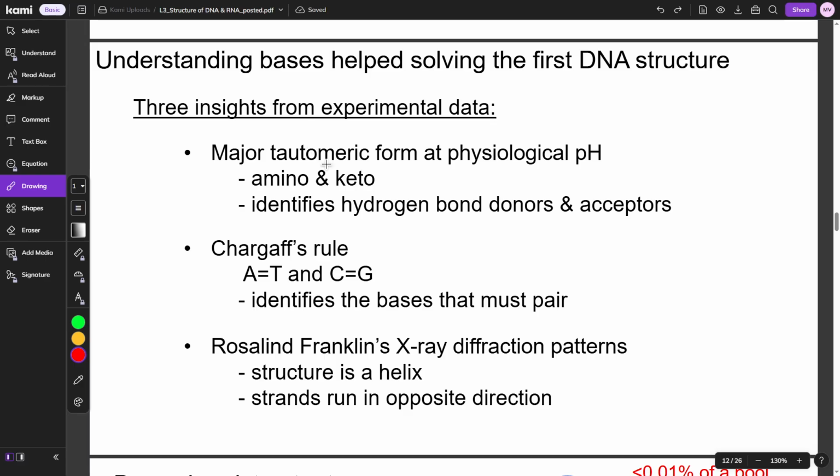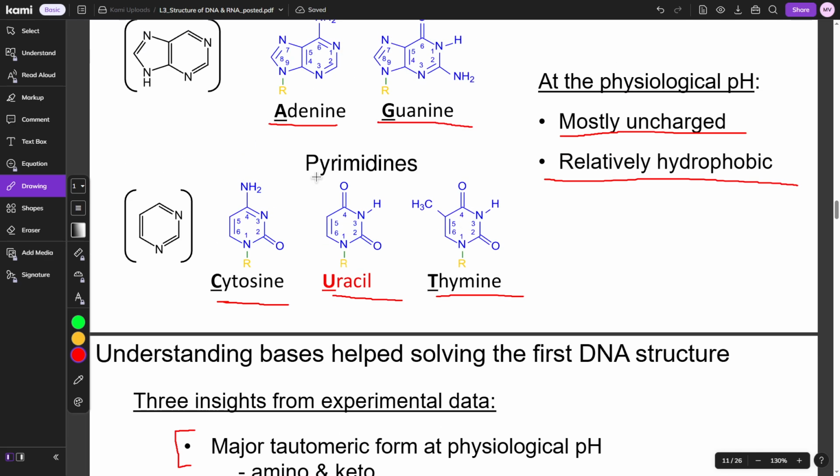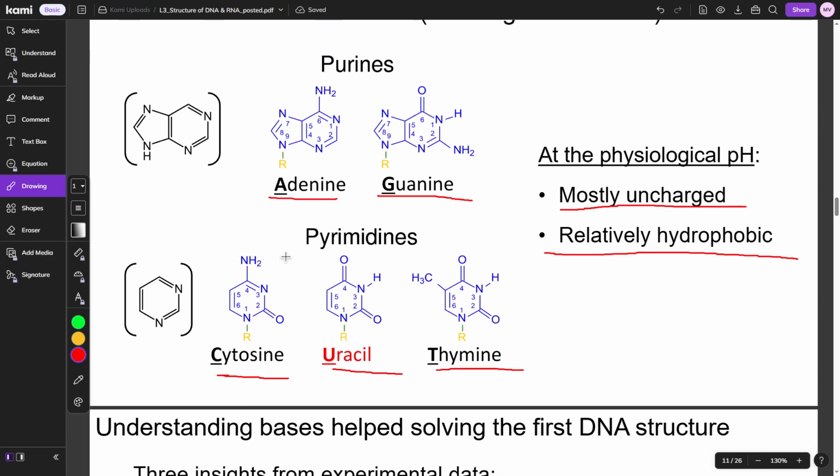This is something that you guys should have done in OChem. This idea here with the major tautomers, but tautomerization just refers to how some of these things can flip, basically.